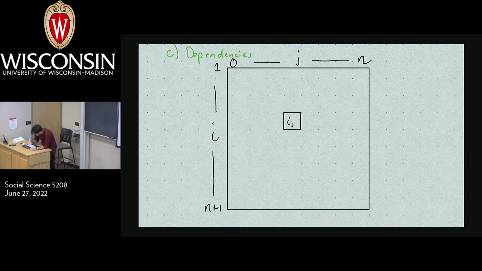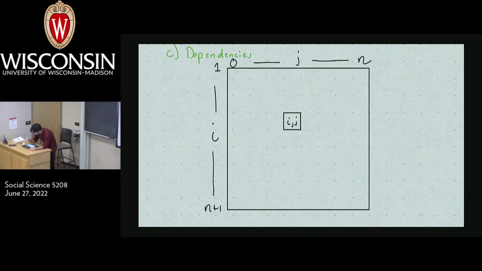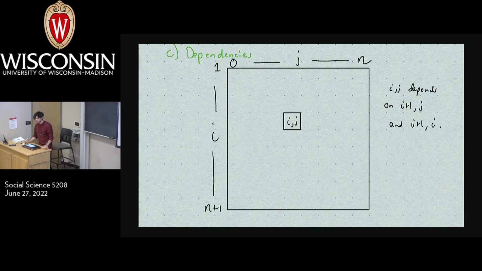Now let's look at the ijth subproblem. So this is i comma j. Now what does i comma j depend on? We're just going to draw it. So let's look at the recurrence. i comma j depends on i plus 1, j and i plus 1, i. So visually, if i is our row, we have an i plus 1. This is i plus 1, j.